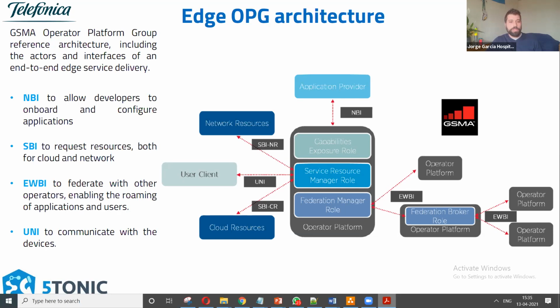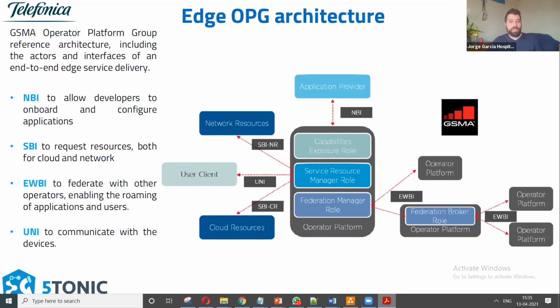We also proposed to have an east-westbound interface, a federation interface that allows many operators to join forces together and allow one developer to deploy once and have the application deployed all over the world: in the country that he's connected to, with the proper operator, to all the operators that are part of this country, and also abroad, of course. This is what we call the roaming of the applications, so that the applications are deployed everywhere, just deploying once.